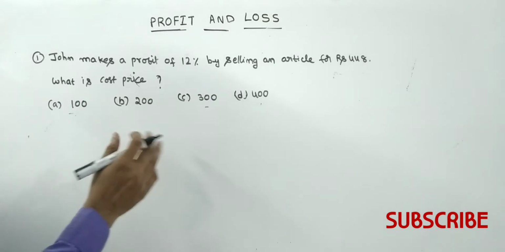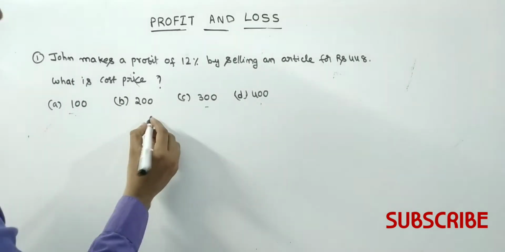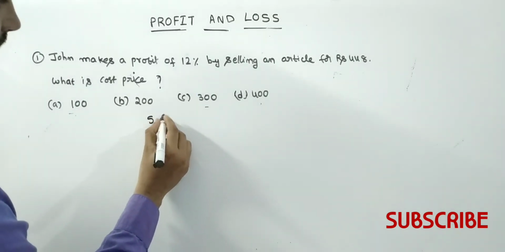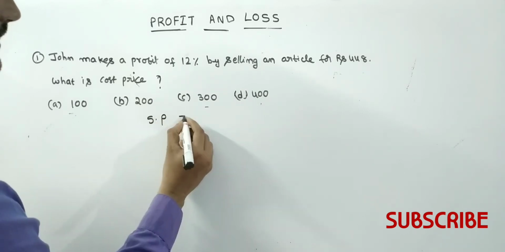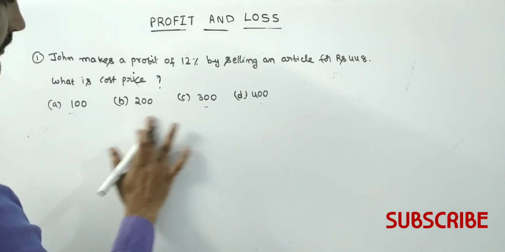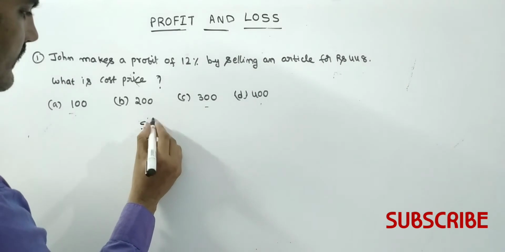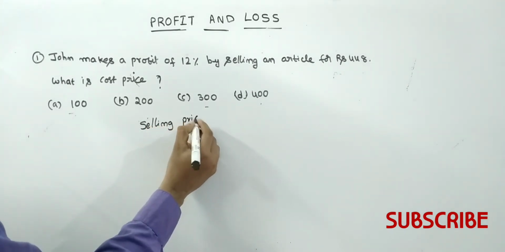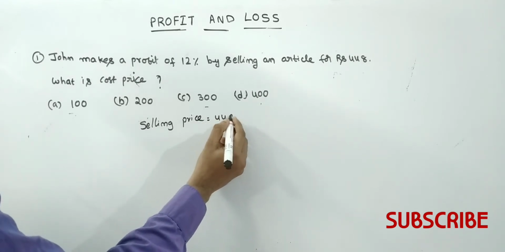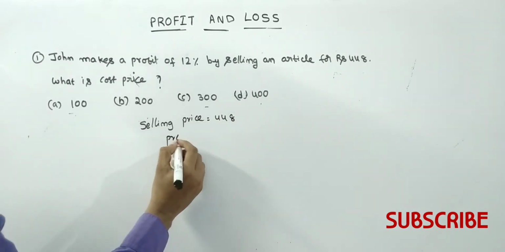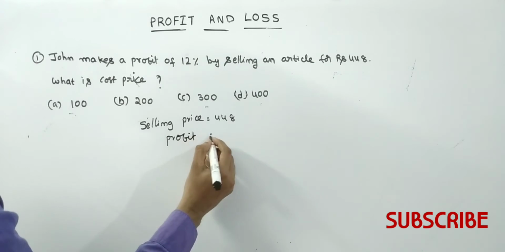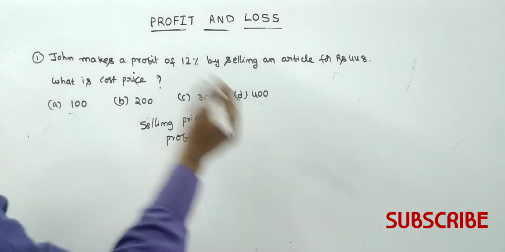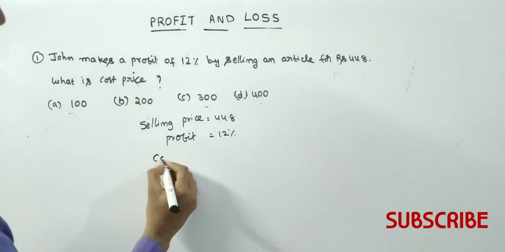See friends, now I will tell the procedure. What has he given? He has given the selling price, 448. I will write: selling price equal to 448. Profit percentage equal to 12%. What is he asking? Cost price.